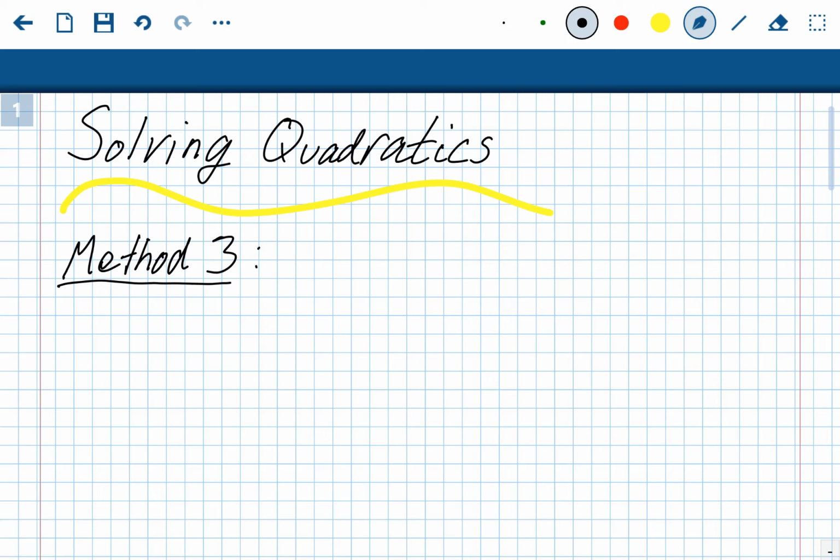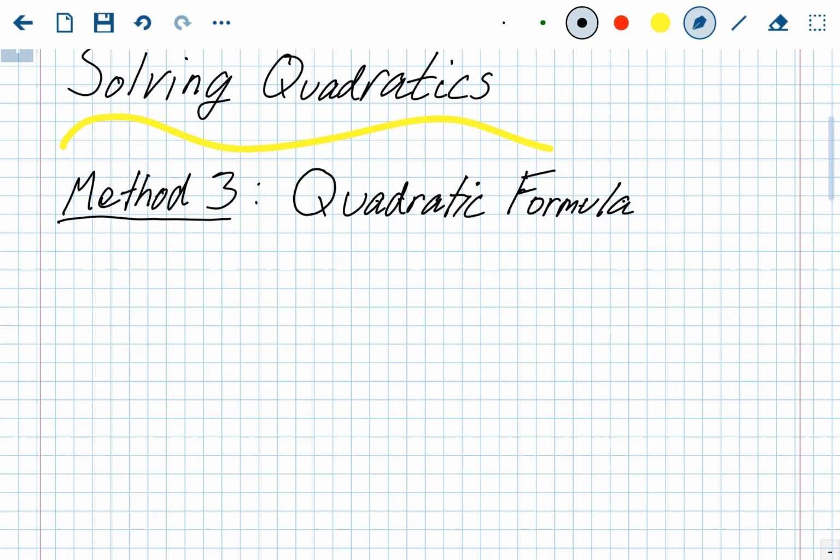Method 3 is called the quadratic formula. It's kind of your last resort. If you can't factor and you can't use a square root, use the quadratic formula. It is kind of long and time consuming, but it works for every single quadratic problem. Every problem can be solved using the quadratic formula, but because it's long, you don't want to do it for every problem. If you could factor, or use square roots, do that.